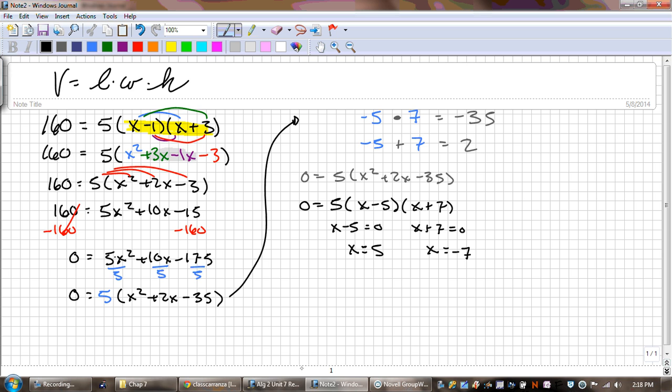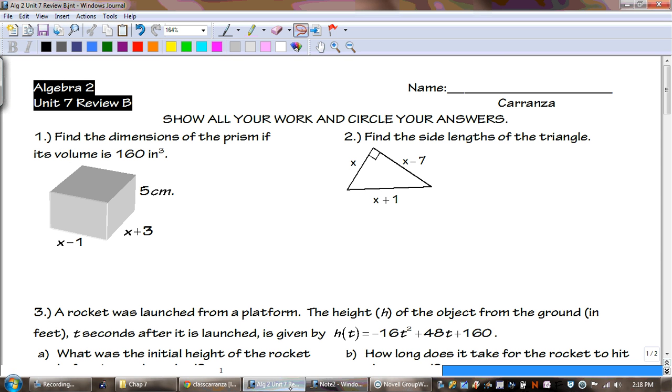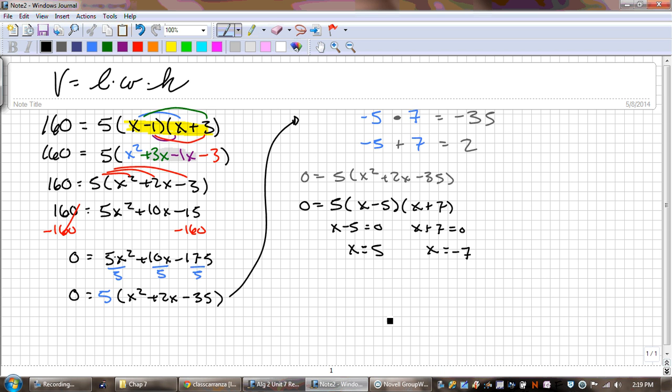Now, we're going to go back to our sheet and think about this. If we plug in a negative 7, negative 7 minus 1 would be a negative 8. And can I have a side that's negative 8 centimeters? No, we can't have that at all. So I know that the negative 7 is not an answer. So our answer is 5.